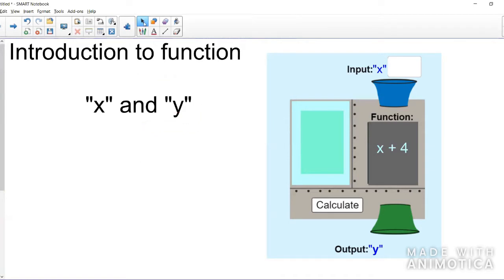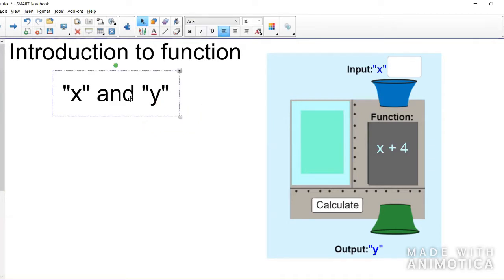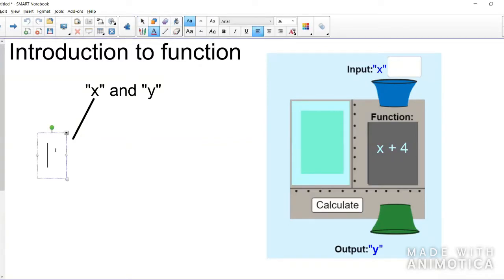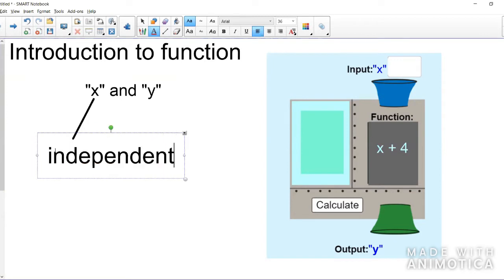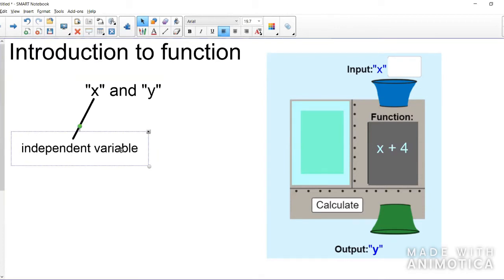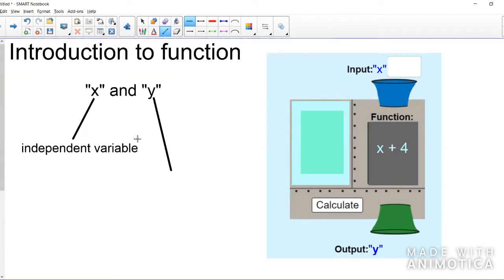These variables in functions are still the same variables, it's just that here it's more specific. In functions, x is not only just x, it is called the domain, or also known as the independent variable. So what is so special about the independent variable? Well, it tells you that the x value determines the value of y. That's why we call x the independent variable.